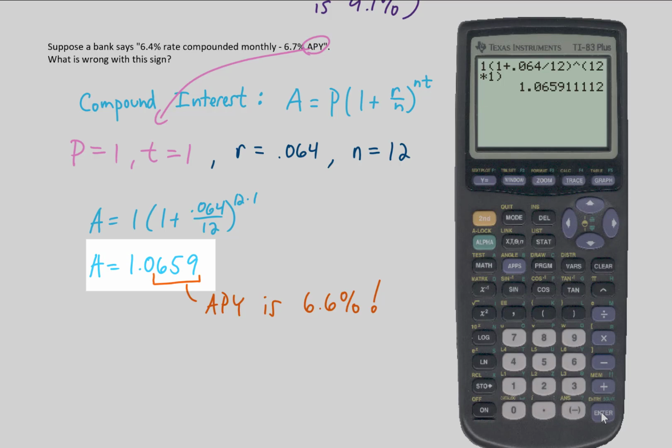Now, knowing what we know from doing that last problem, we can read right off the bat that our APY for this 6.4% rate compounded monthly is actually 6.6%. So this bank is wrong. They're advertising a 6.7% APY. The actual APY is 6.6%.